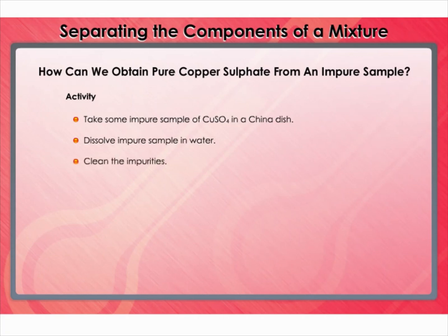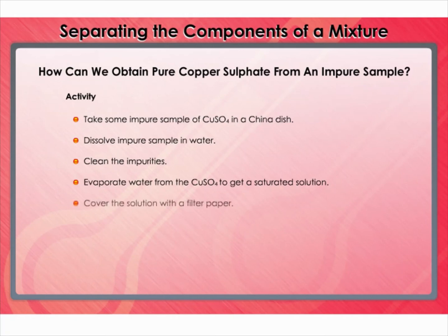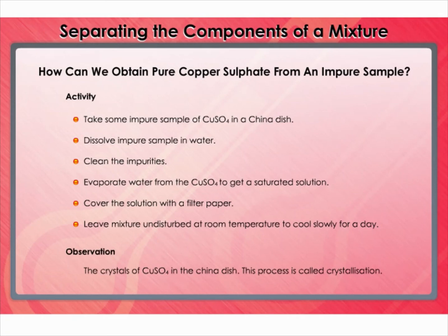Filter the impurities out. Evaporate water from the copper sulfate solution so as to get a saturated solution. Cover the solution with a filter paper and leave it undisturbed at room temperature to cool down slowly for a day. You will obtain the crystals of copper sulfate in the china dish. This process is called crystallization.